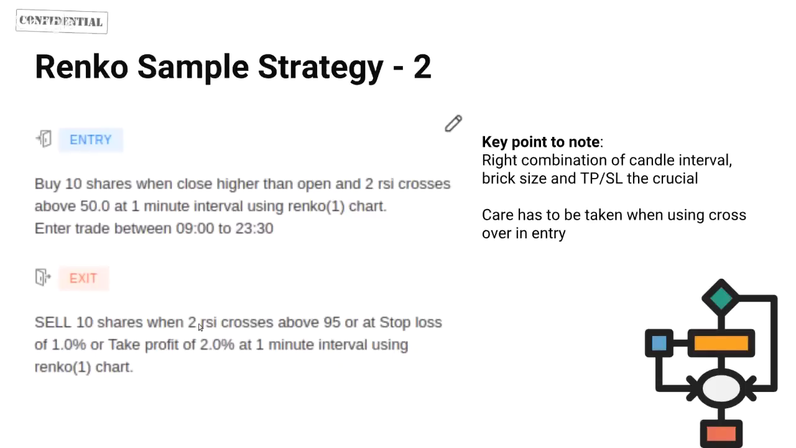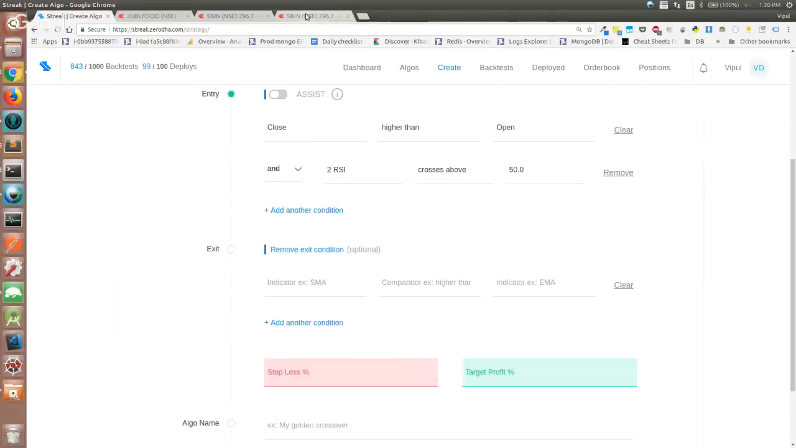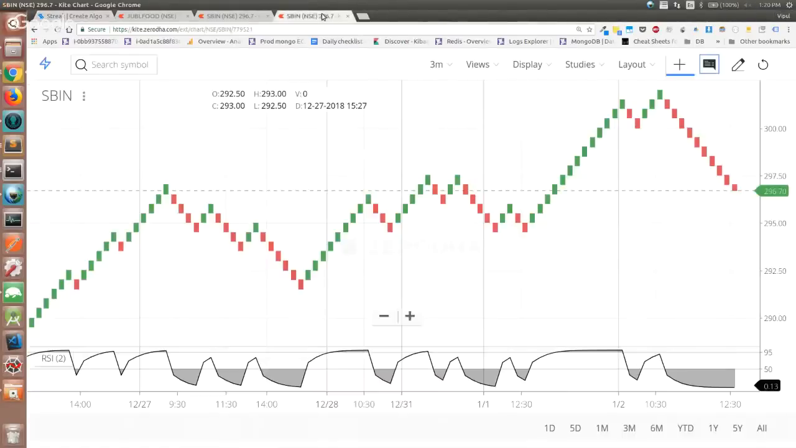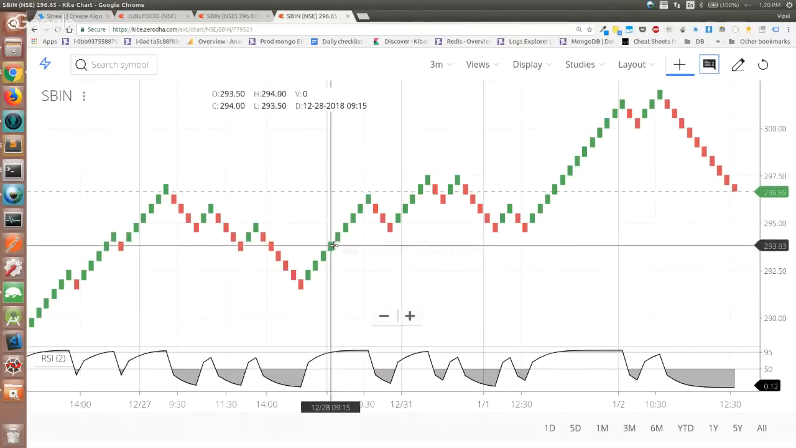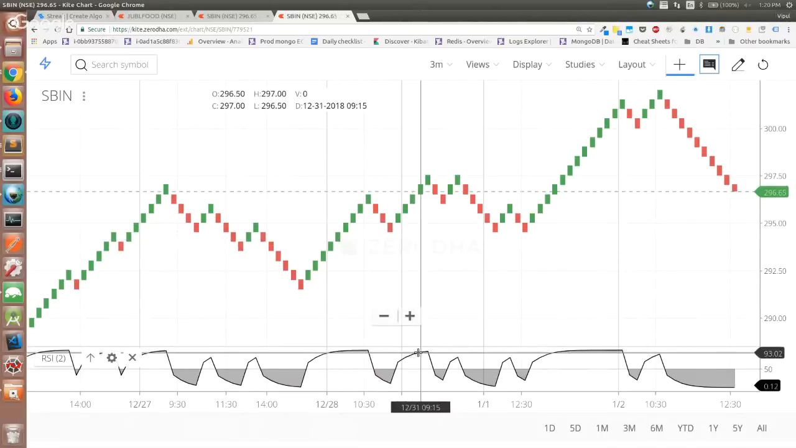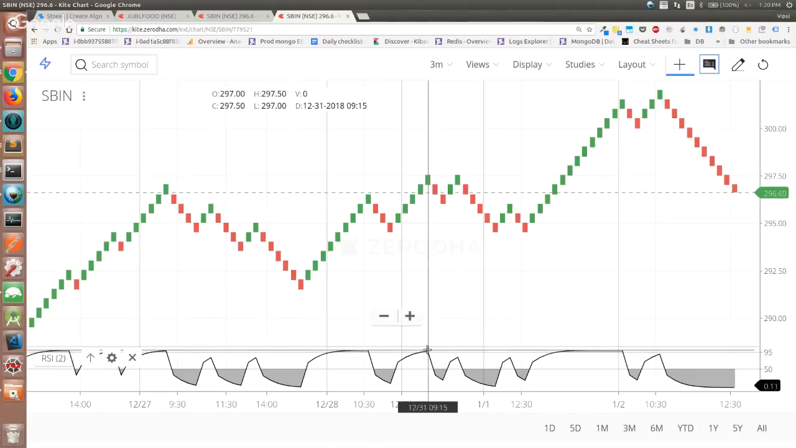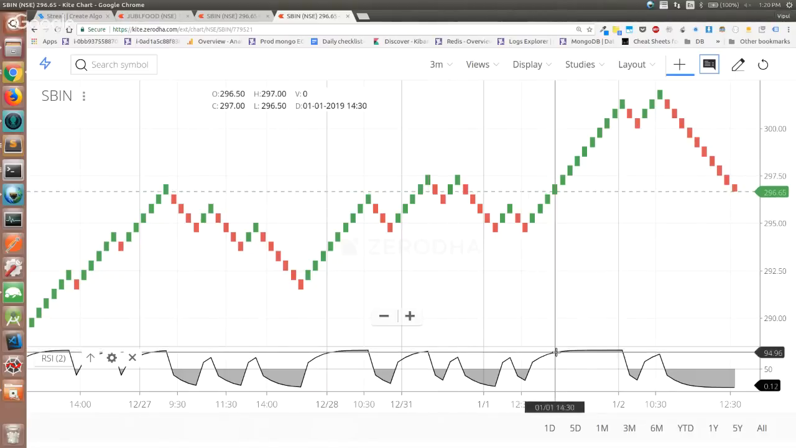Now exit is very crucial again. I'm looking at 2 RSI crossing above 95 and I'm exiting. What I mean by that is, I'm just showing in the live chart, if my RSI crosses here, I'm exiting the trade, because whenever the price moves into the overbought region, I'm just exiting.